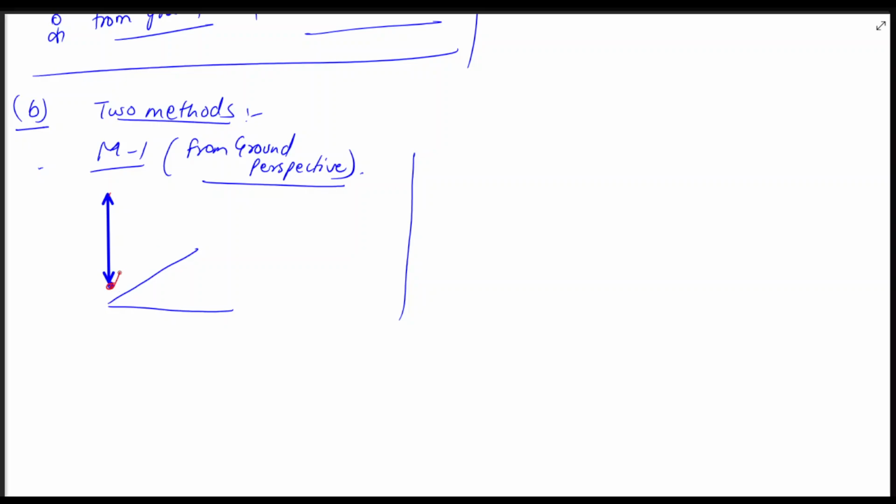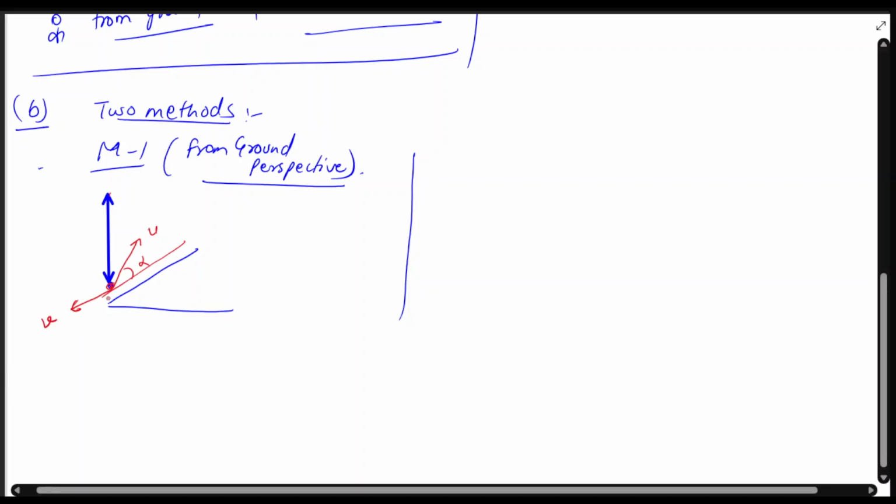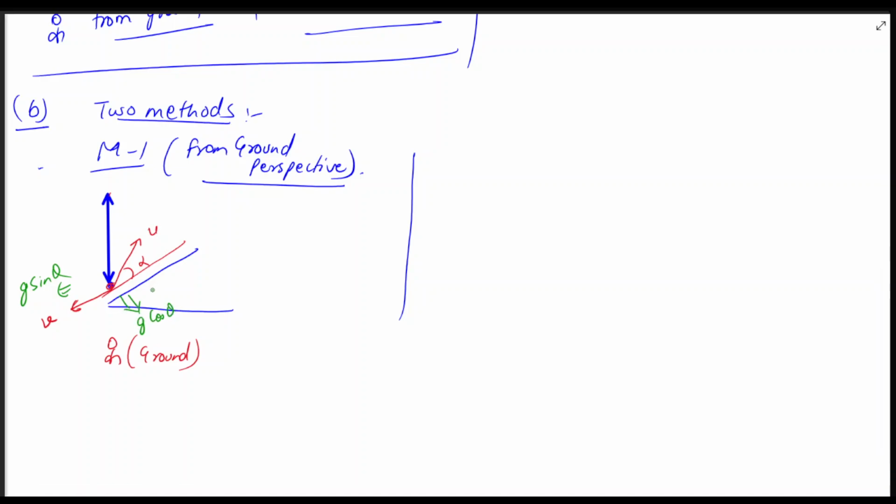Now we know this is u, this is angle alpha, and this is v, the velocity of the box. But as we are looking at the situation from the ground, we must add this v. We will add acceleration also, g sin theta and g cos theta here, but it does not matter actually. Now look, if the particle is moving in this path, then the horizontal velocity must be zero. So let's equate the velocity in this direction.